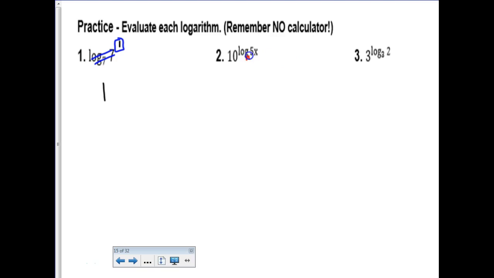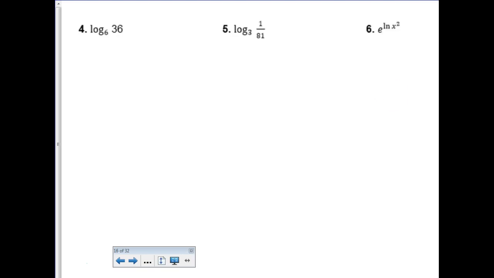So here, what base is this logarithm? It's a common log, so secretly there's a 10 there. So 10 to the log base 10 cancel, 5x drops down, that's awesome. Oh my gosh, this is getting boring. The 3's log base 3 will cancel, the answer's 2. It's got to be more tricky than this. Oh, look at number 4.